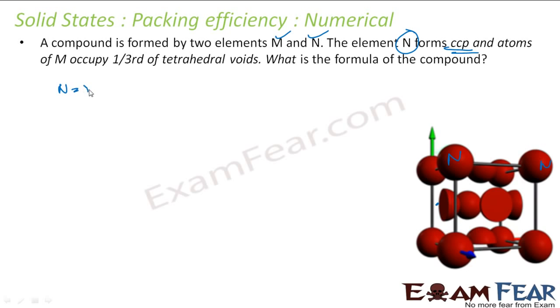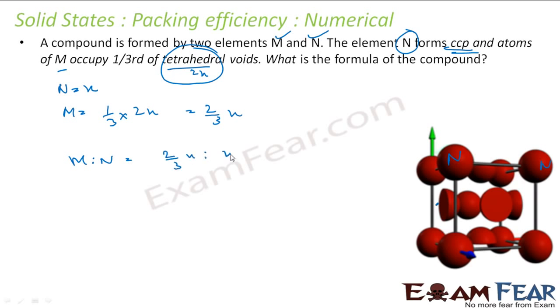See, if N is equal to X, let's suppose, M will be what? 1/3 of tetrahedral voids. And tetrahedral void is what? 2x. We have seen that tetrahedral void is double the number of atoms. Remember, 1/3 into 2x, that is the value of M, because M is nothing but 1/3 of tetrahedral voids. It is 2/3x. Find the M to N ratio. M is 2/3x and N is x, that is nothing but 2:3. That means M2N3 is the formula. Correct.